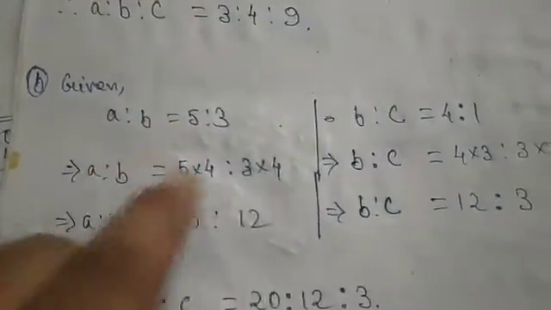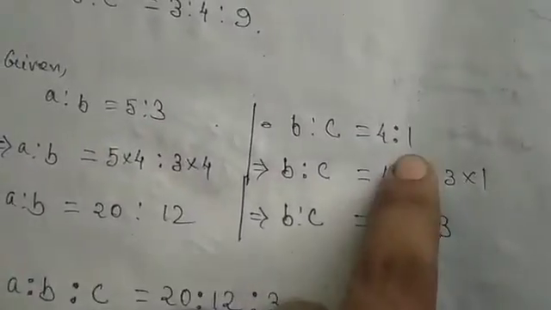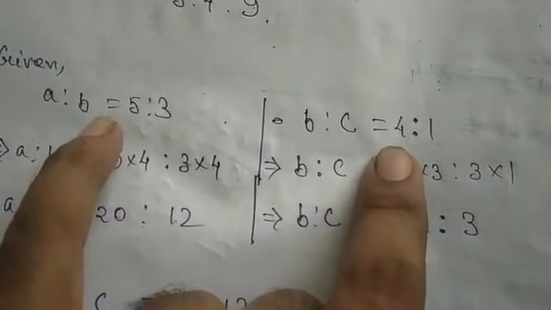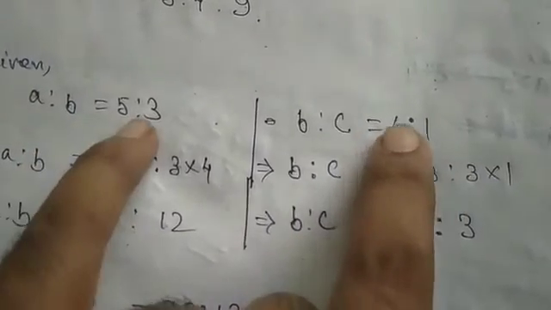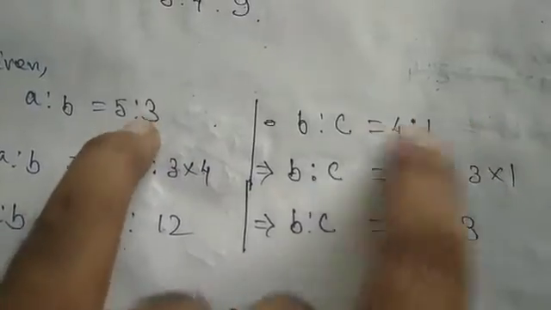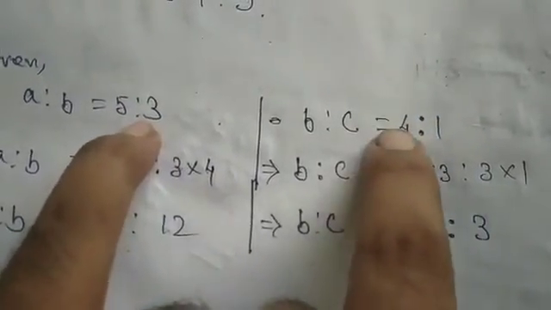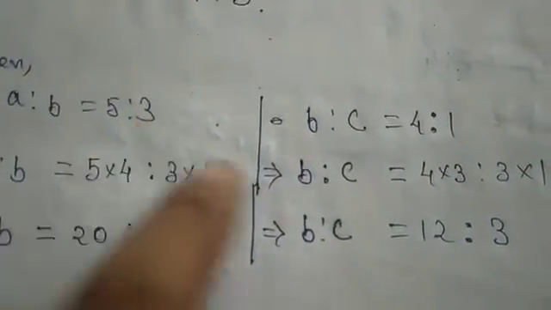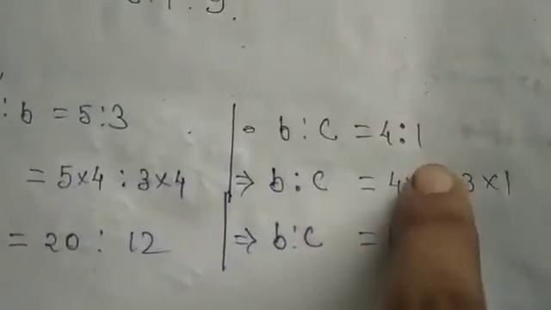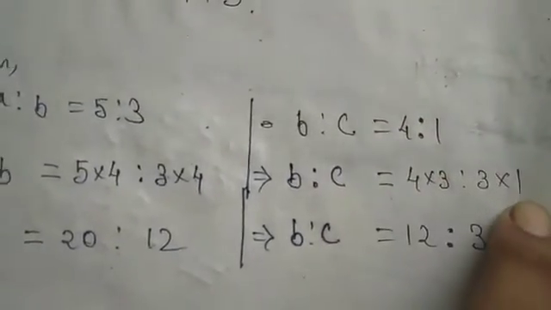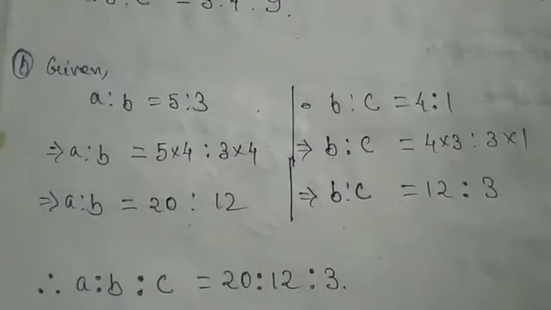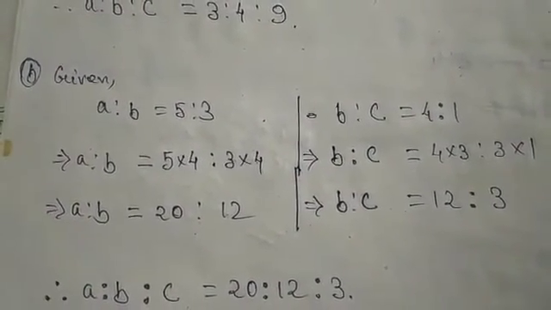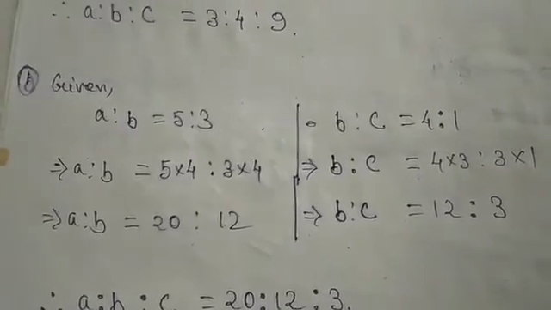Question number B. Here A is to B is 5 is to 3 and B is to C is 4 is to 1. See, in this case B is not the same. So what we have to do? We will multiply the whole ratio by 3 and the other whole ratio by 4. So 4 will be multiplied with 5 and 3 into 4, and this 3 will be multiplied with 3 into 4 is to 3 into 1. So if the B values in both ratios are not the same, then you have to just multiply the numbers.